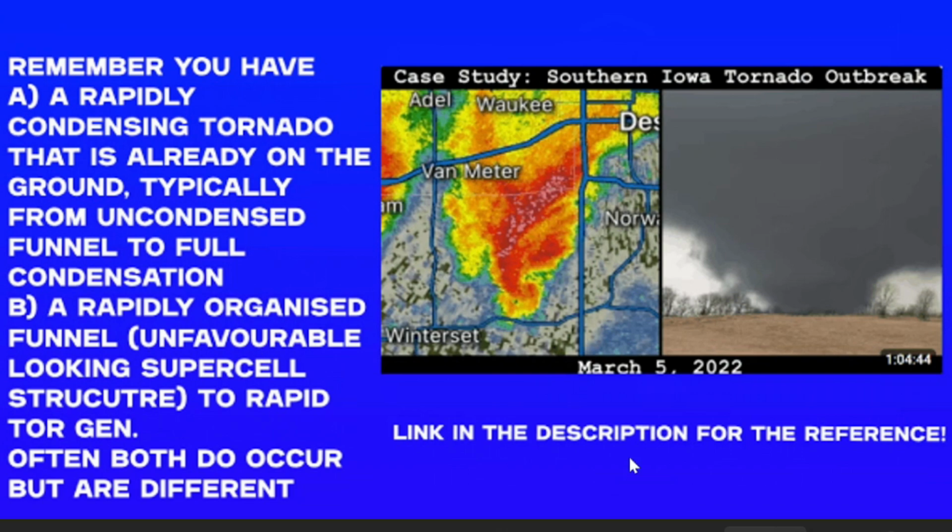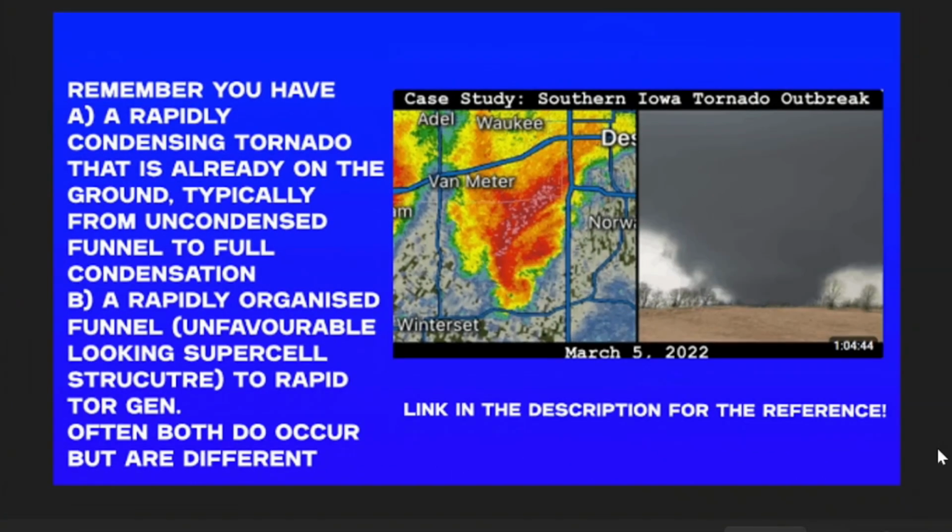And this is going to be just a mention to Convective Chronicles' video, because his video has an explanation of the Winterset, Iowa tornado, which is another great example.